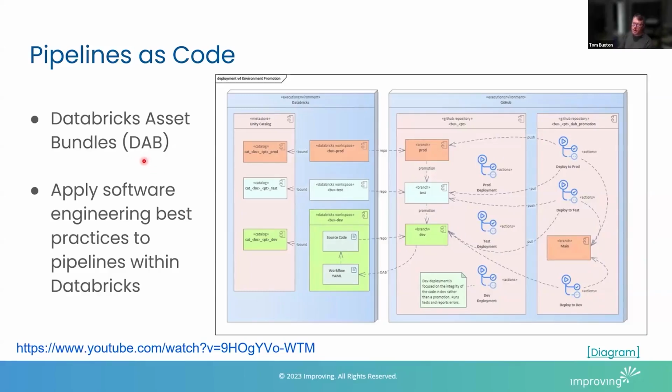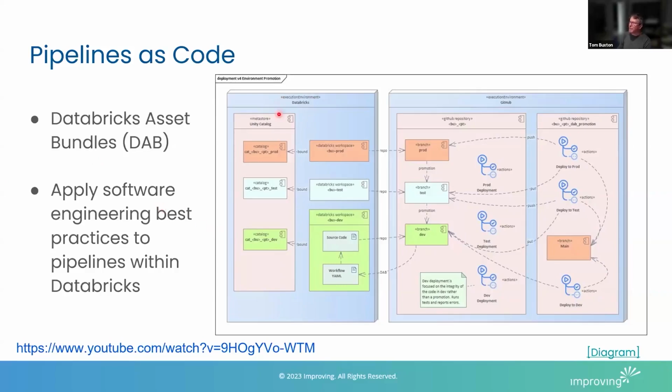And prior to Databricks asset bundles, which we're talking about now, it was much more complicated to deploy pipelines. But now DABs were released last year, 2023, at the Databricks Summit, and they enable us to apply software engineering best practices to pipelines within Databricks. And we started using them a little bit trepidatiously, but they actually work really well.